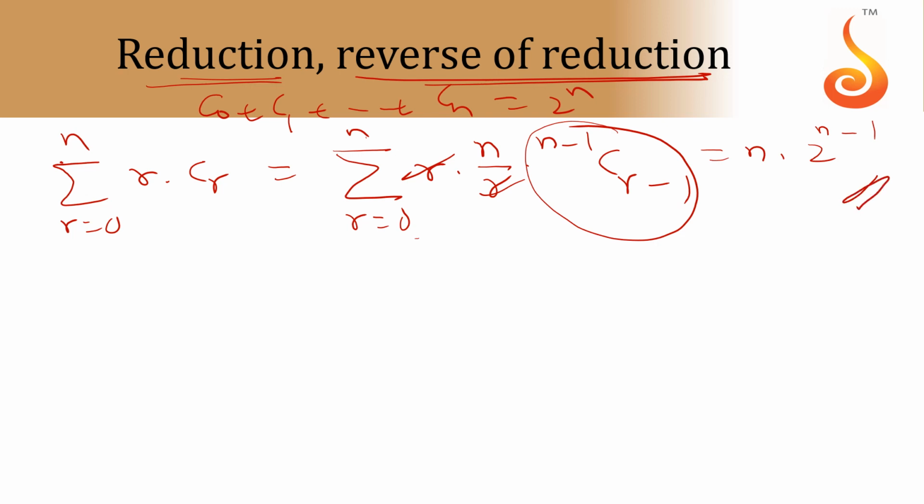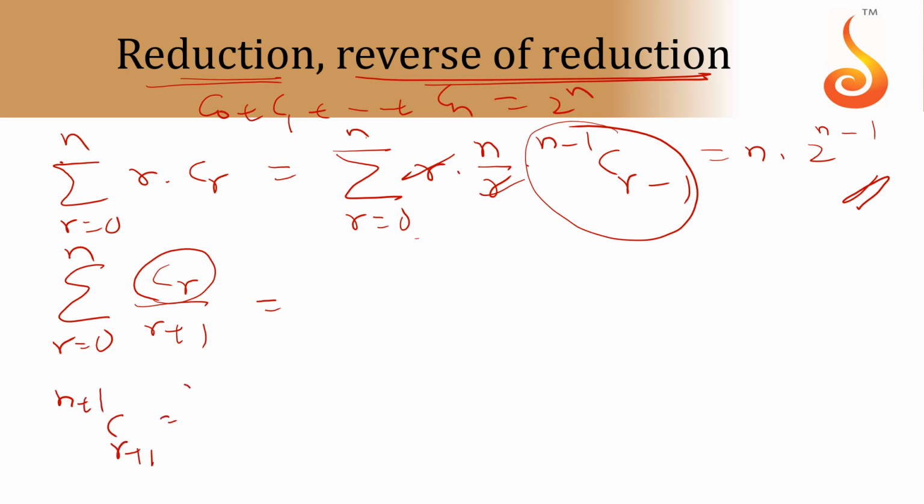Now exactly reverse. Suppose I ask you, what is sigma Cr by r plus 1 when r equal to 0 to n? This model you can solve using integration. Now, how to use reduction? Reverse of reduction. So Cr I want to develop from (n plus 1)C(r plus 1). So what is (n plus 1)C(r plus 1)? Can I write (n plus 1) by (r plus 1) into nCr?